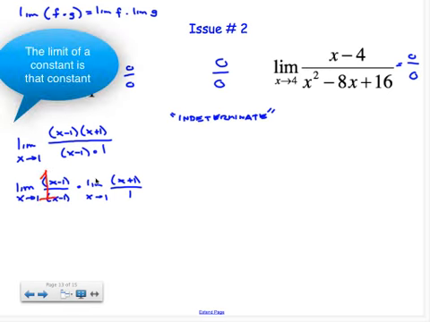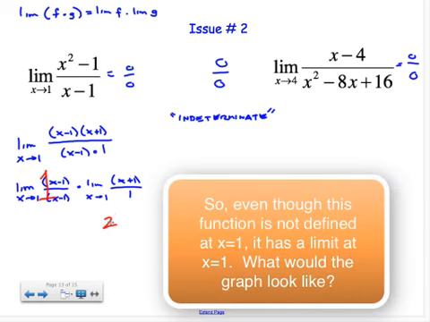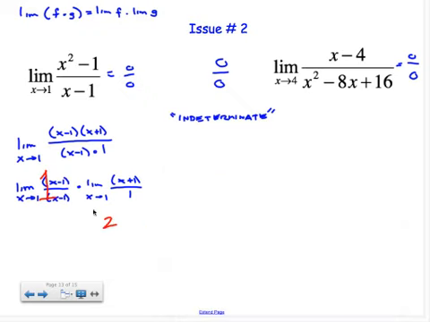Now I'm left with this second limit, and what I'm hoping is I can do a plug-in and get a numerical answer. And it turns out that I can, and I'll get an answer of 2. So this limit that started off as being indeterminate ends up being a numerical value of 2, and that was done by removing the 0 over 0 problem by factoring in this case.